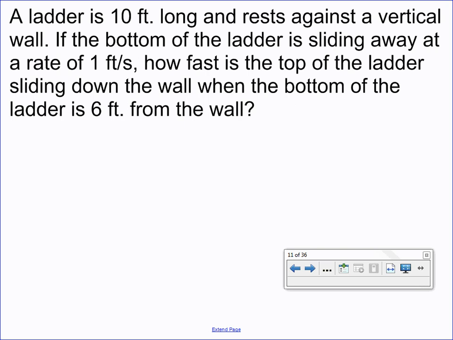Well, I'm with you, Savannah. I think we're going to have to define our variables if we're going to get a rate. So we can do 1 and 2 together here. It looks like we need our ladder, and our distance from the base of the ladder to the foot of the wall, and our height of the top of the ladder to the ground.